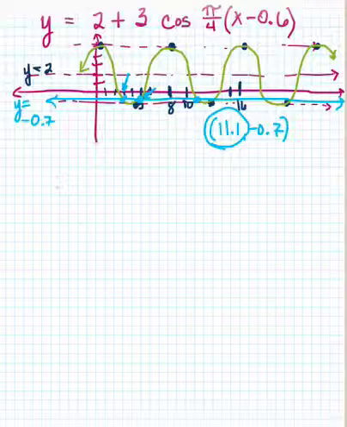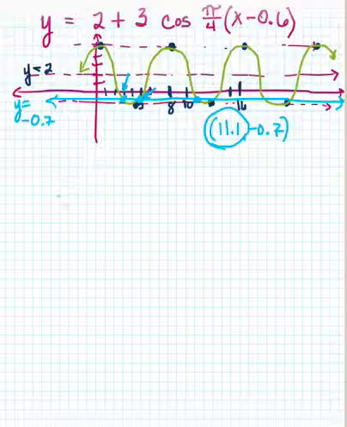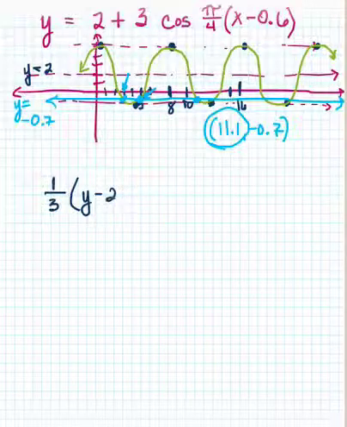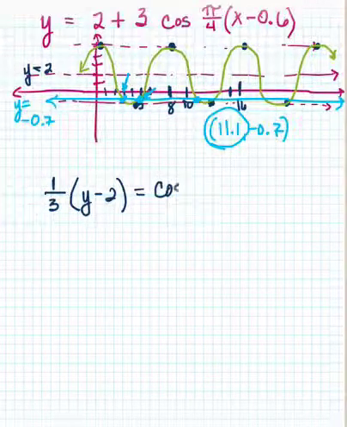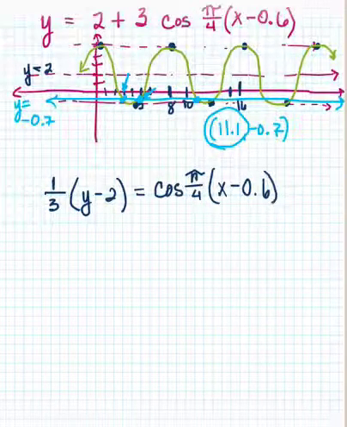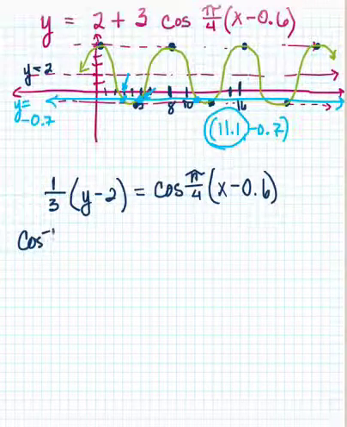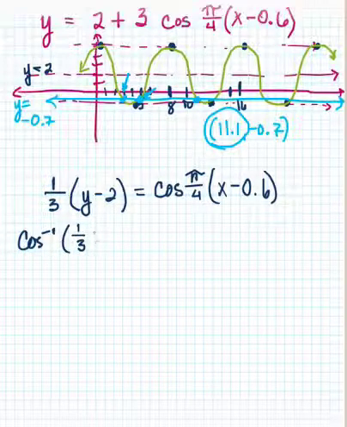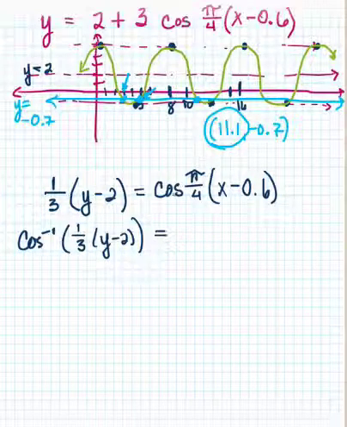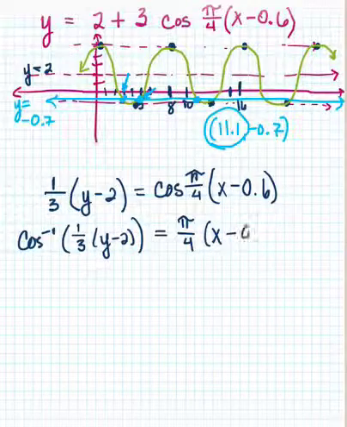All right, so we got y minus 2. I'm just going to subtract 2 from both sides real quick, and divide both sides by 1/3. Can I do all that at once? I'll get 1/3 times y minus 2 equals the cosine of pi fourths times x minus 0.6. Okay, now I'll take the cosine inverse of both sides. And remember, the cosine inverse of 1/3 times y minus 2 equals the cosine inverse of the cosine of pi fourths times x minus 0.6.